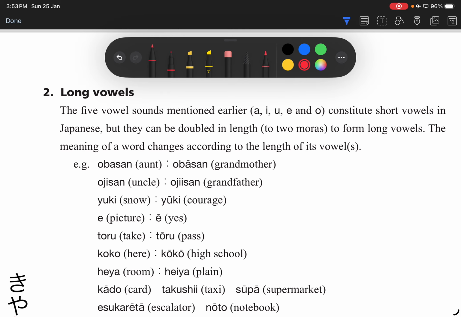In Japanese, as if what we have just learned is not enough to pronounce Japanese words, we have even more sounds. One of them is called the long vowels. Like in English, for example, we say employee, double E. Same thing in Japanese, we have long sounds. Our A-E-I-O-U can be doubled in length, so double in length becomes 2 mora, which means 2 breaths.